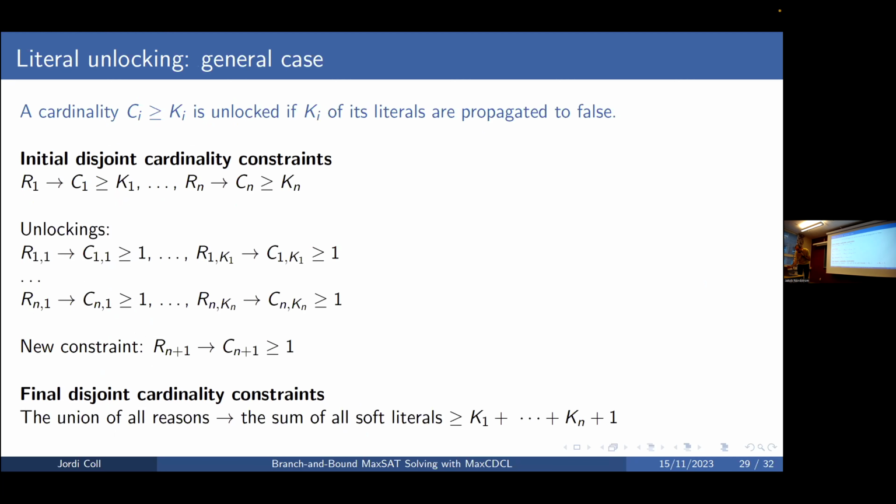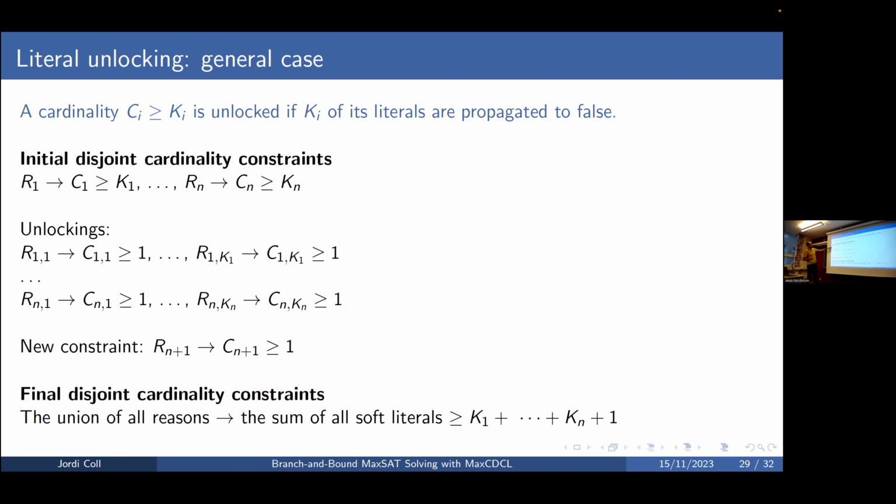Well, actually, in the general case, what do we have? This is the method. Given a cardinality constraint, this term is actually a sum of literals, the sum of literals greater or equal than k sub a. Well, this is unlocked if a number ki of literals here are satisfied. Actually, these are mixed, so propagated to false. This is what unlocks the other literals of this expression.